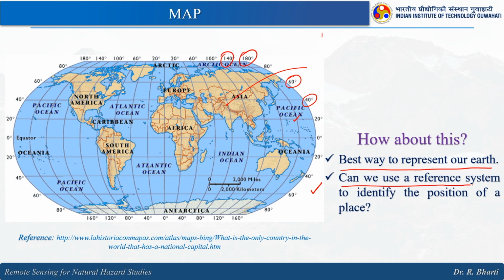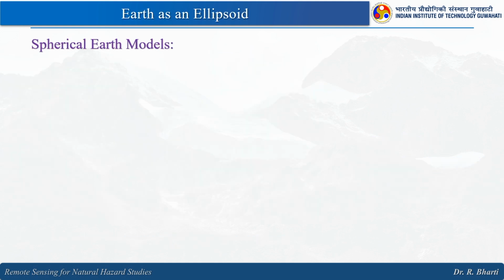Can we use a reference system to identify the position of a place? Now, how did you arrive at these values, whether 60 should be here or here, right? How do you know? Whether we have a reference system or whether we are following a standard protocol by which we are generating the location value for any given position of this particular map, right.